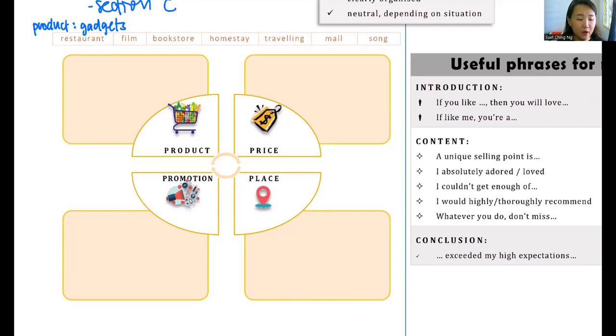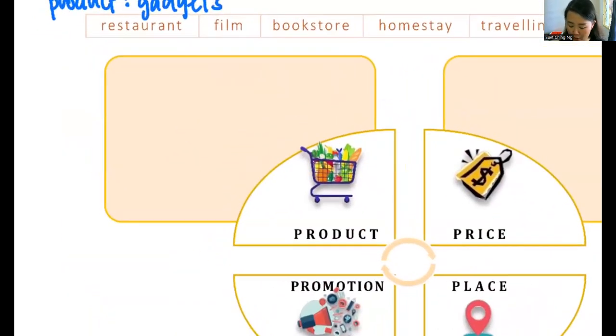So let's take a look. If you're looking at a product here, what would you usually talk about? Let's say today they ask you about a film. Okay, I'm going to show you an example. What can you talk about the product? The product literally is the movie, right? It's the film. So you can definitely talk about interesting plot line, summary of plot.